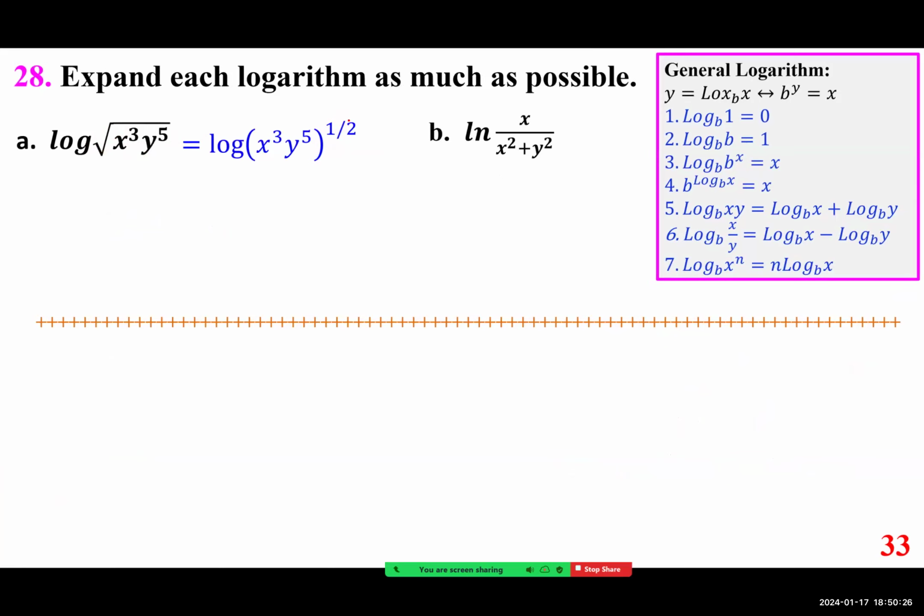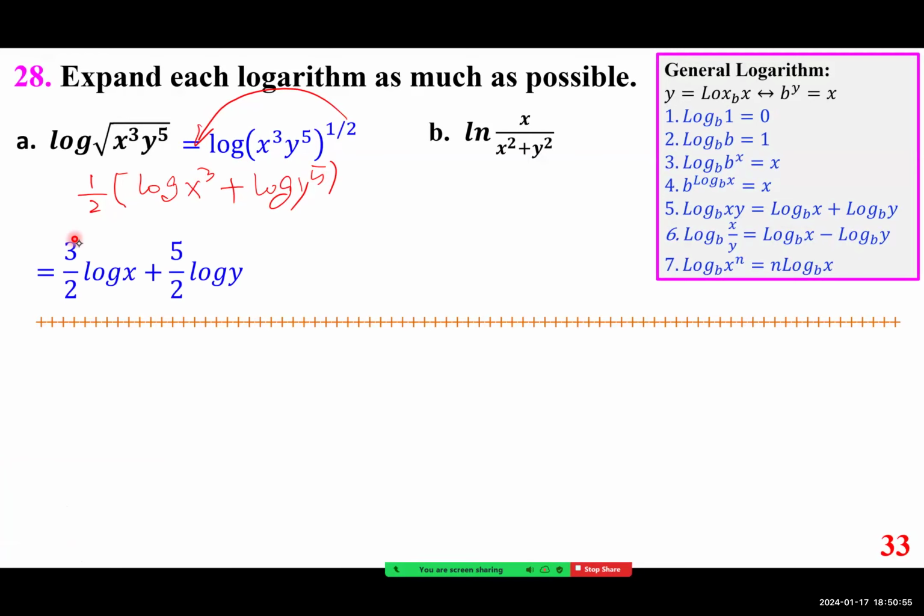Okay. So we're going to have 1/2 log of x cubed plus log of y to the power of 5. They all have the same base, namely 10. So this 3 comes in front, this 5 comes in front. And with 1/2, they become 3/2 and 5/2. So this one is 3 in front, 3/2 log x. This one is 5 in front with 1/2, 5/2 log y.